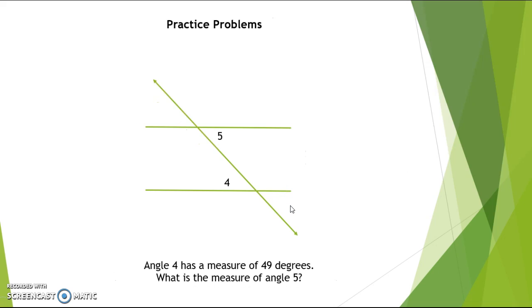Alright, let's have some practice of these problems. As we can see, we've got the parallel lines cut by a transversal, and we're given the measure of angle 4. So angle 4 has a measure of 45 degrees. What you need to answer is, what is the measure of angle 5? If you got 45 degrees, then you'd be correct. They're congruent because they are alternate interior angles.